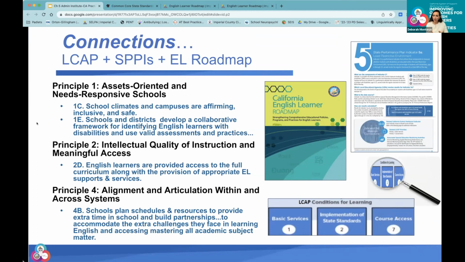Multilingual learners, students with disabilities, all requiring the receipt of basic services, implementation of state standards, and ensuring course access. It is a basic civil right of our students who are English learners to receive comprehensive ELD. What we definitely want to highlight, if you will, as we think about the principles that live within the California English Learner Roadmap, is the first principle, our North Star, if you will, assets-oriented and needs-responsive schools. How do we respond to the students in our respective communities?